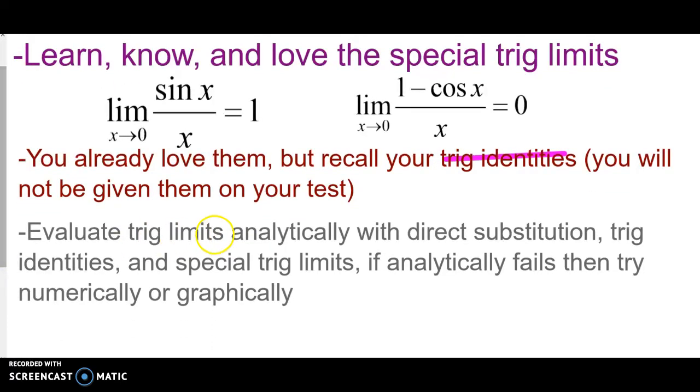And then when we evaluate trig limits analytically, we're always going to use direct substitution first. That's our first look. Then we look to use trig identities. Then we might use special trig limits. And if it fails, then we would have to look at the graph or try numerically. If you don't know what that means, ask me.